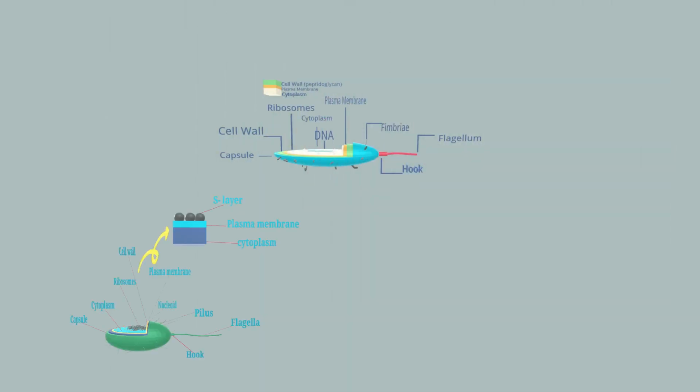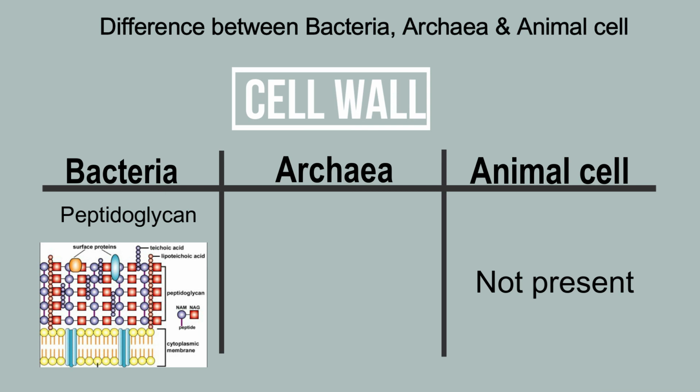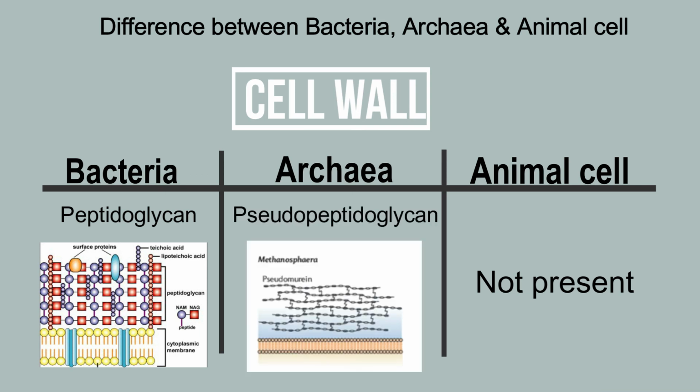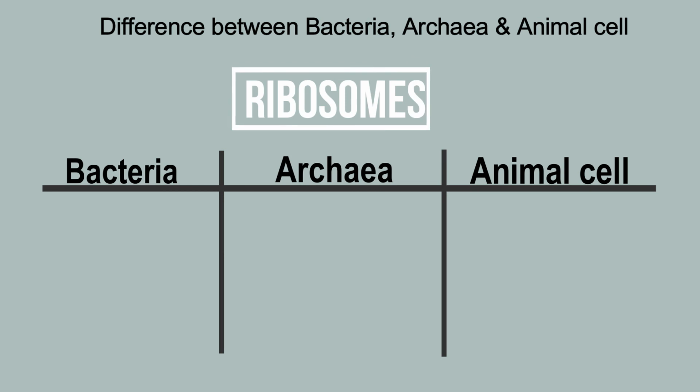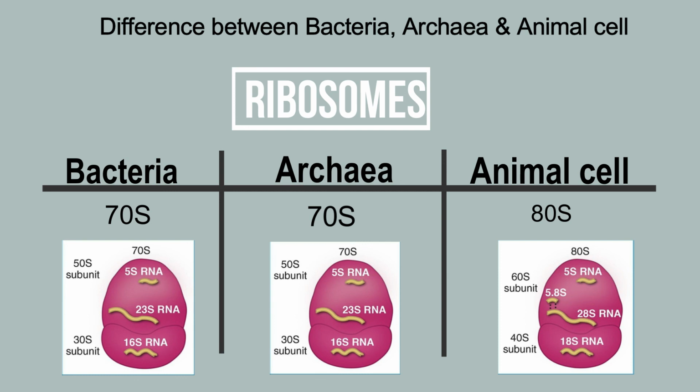Despite the similarities of the structure in those cells, there are also a few comparisons that can be made. The first one is the presence of the cell wall. The cell wall in bacteria is composed of peptidoglycan layers. In archaea, the cell wall is made up of pseudopeptidoglycan, which makes it resistant to lysozyme and penicillin. Second, bacteria and archaea have 70S ribosomes, which are made up of 50S and 30S ribosomes, while animal cells have 80S ribosomes, which are made up of 60S and 40S ribosomes.